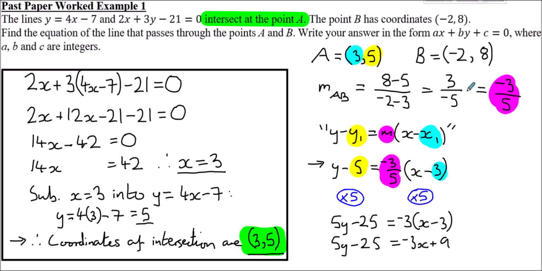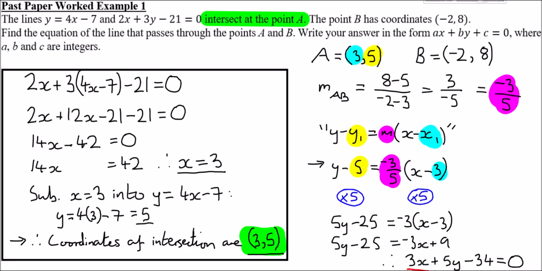Final step, get everything onto one side, so the other side is equal to 0. So if we add 3x and subtract 9 from both sides, we get that therefore 3x plus 5y, and then minus 25 minus this other 9 gives us minus 34 equals 0.